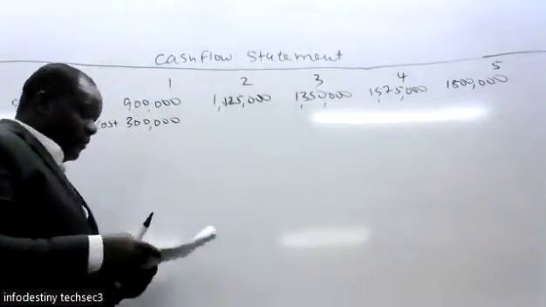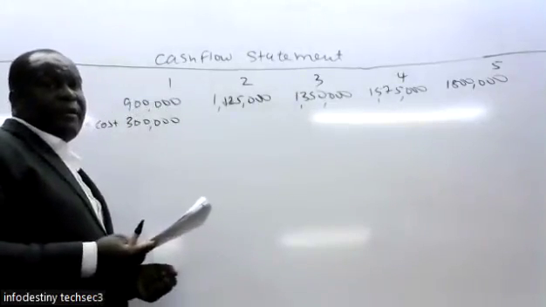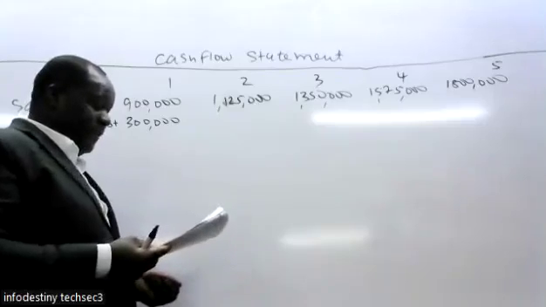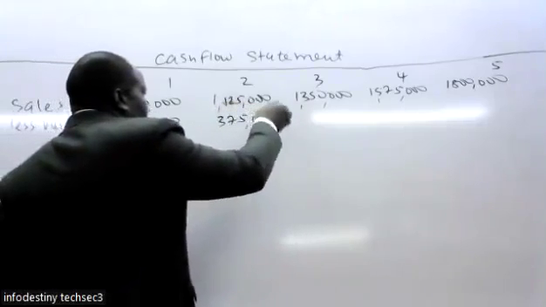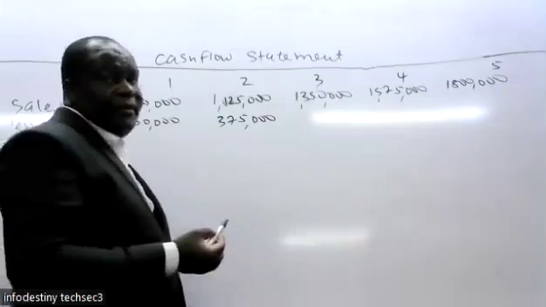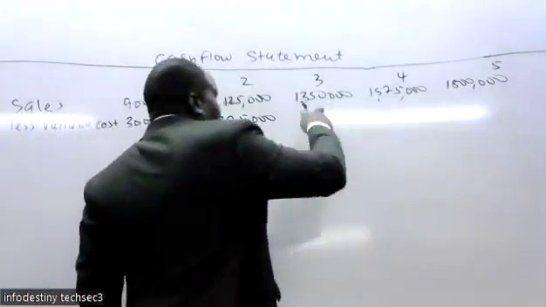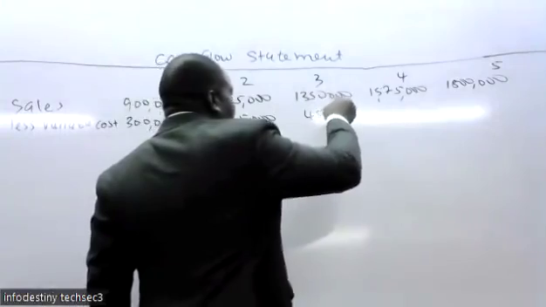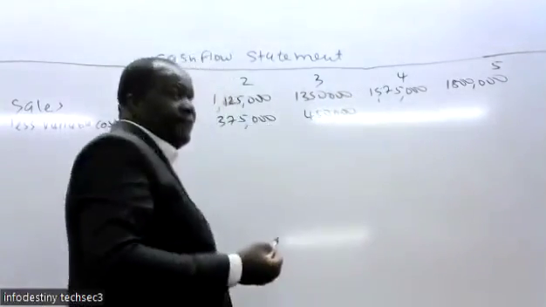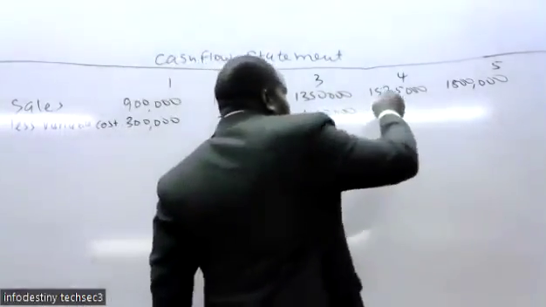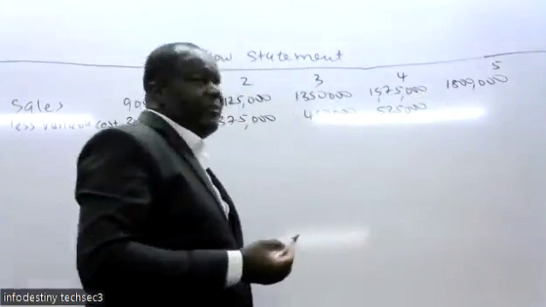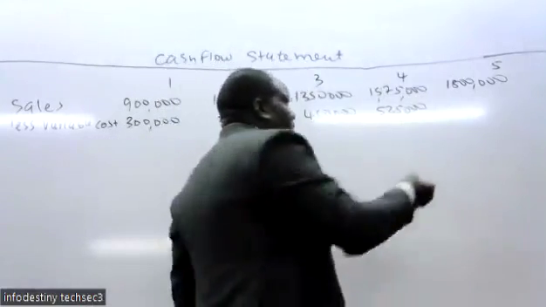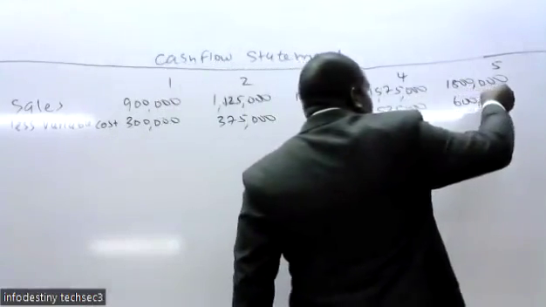Year two, you also do the same, 25,000 multiplied by 15, which is 375,000. How about year three? 450,000. Year four? 525,000. Year five should be how much? Year five is 600,000.